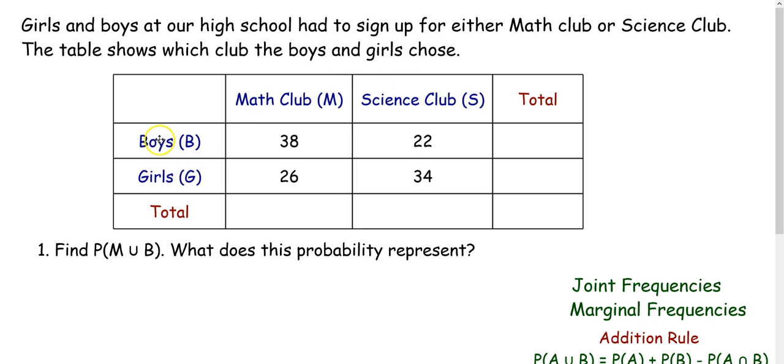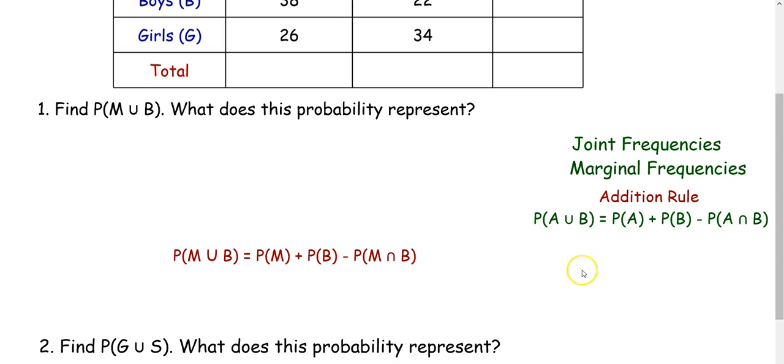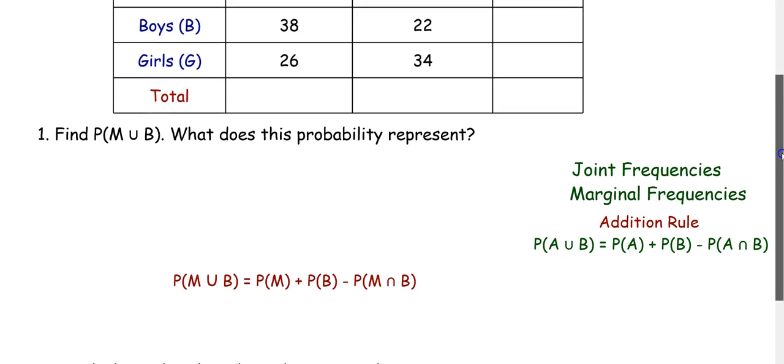So we have the boys here in the first row, second row girls, and total here. And in the first column we have math club, second column science club, and the third column again we have total. Now the question is: find P of M union B. What does this probability represent? And also we have to find P of G union S, and what does that probability represent?